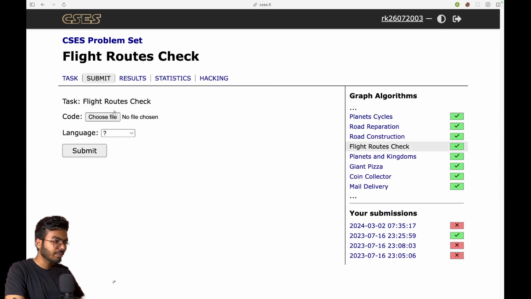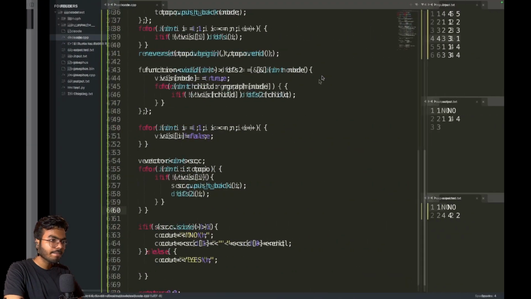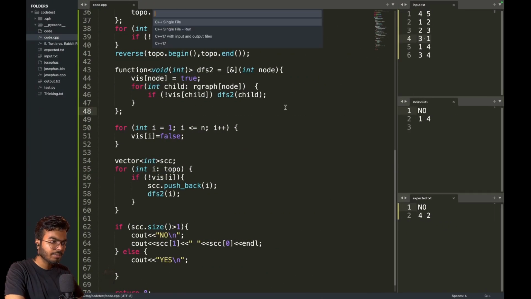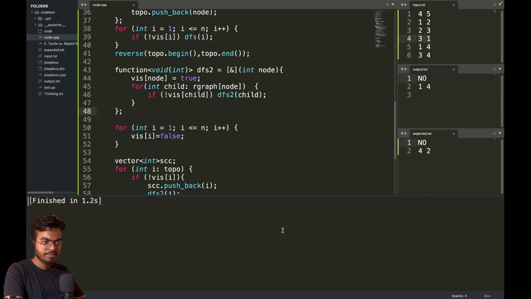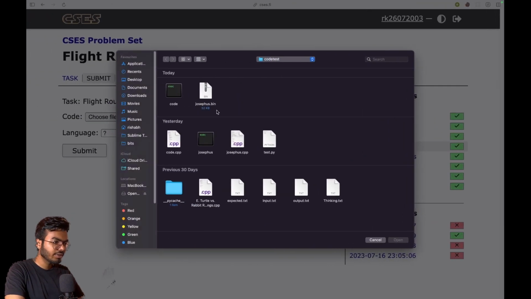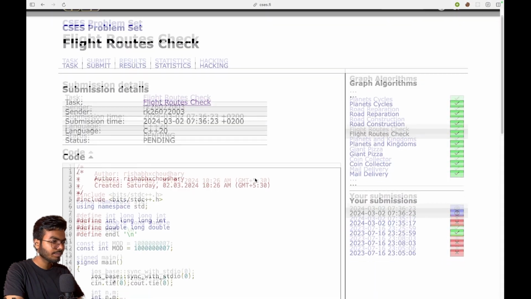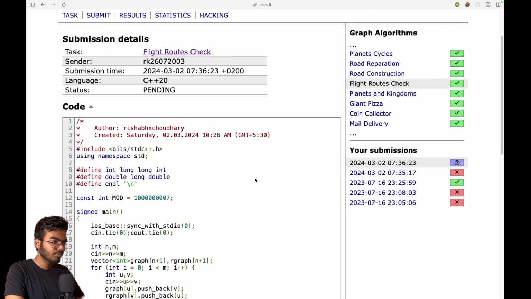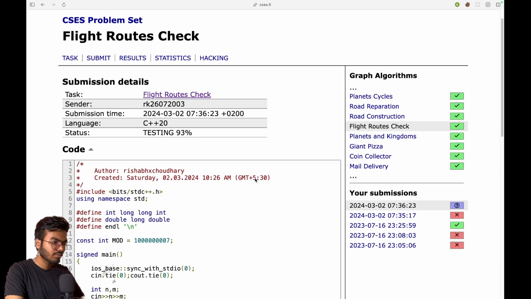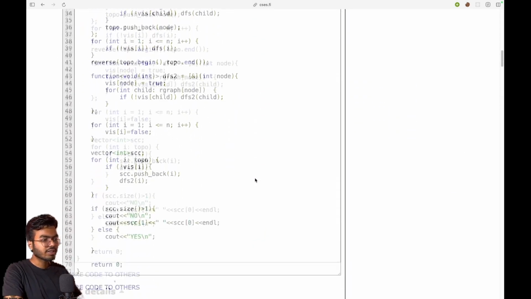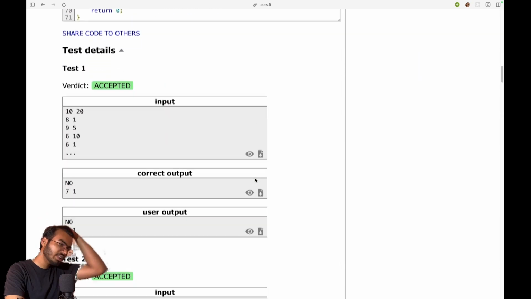Let's submit it again. Make sure that I saved the file and run this again. So now I think this should work. Yeah, so our solution got accepted and I hope you were able to understand it.